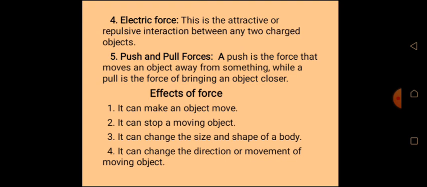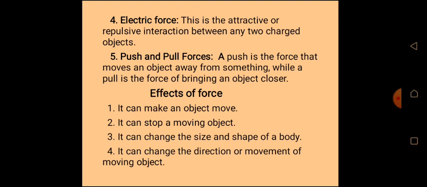Push and pull forces. We've mentioned this when defining a force. Now, push and pull forces. A push is a force that moves an object away from us, while a pull is a force that moves an object closer to us. There is a force of bringing an object closer.